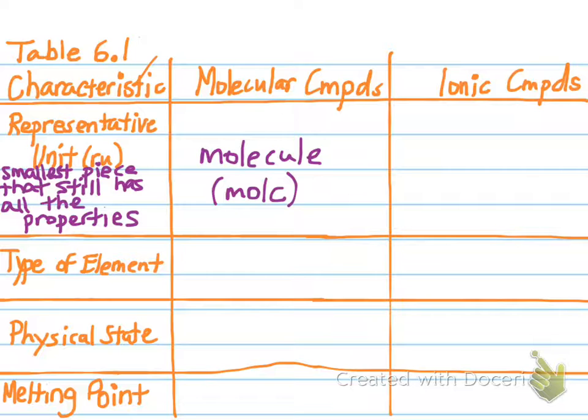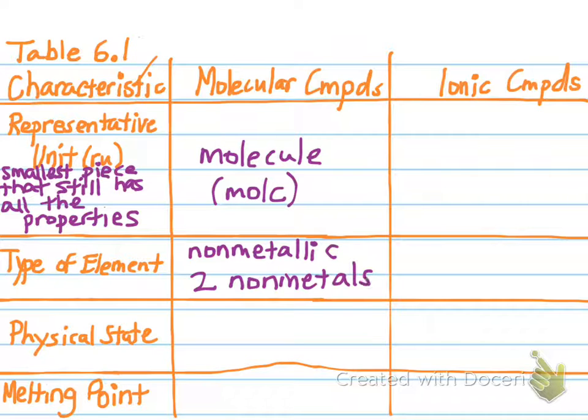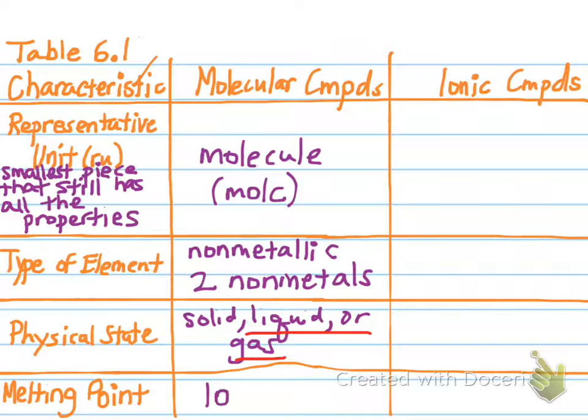Molecular compounds are non-metallic, so we're going to say that they're made of 2 nonmetals. And again, that's how you're going to know that a substance is a molecular compound. Their physical state can be a solid, liquid, or gas, but normally remember that they're going to be usually a liquid or a gas at room temperature. And their melting points are low.